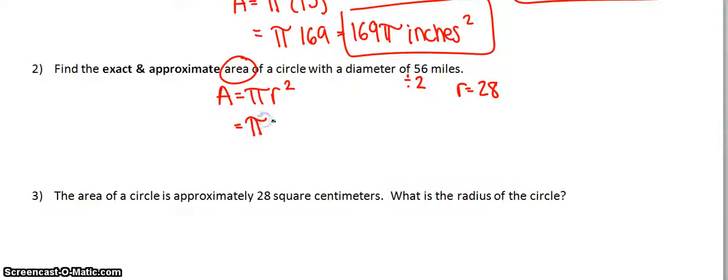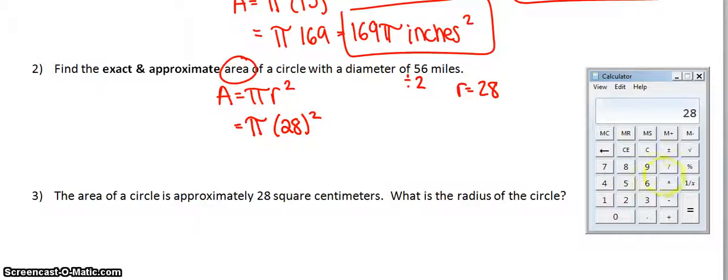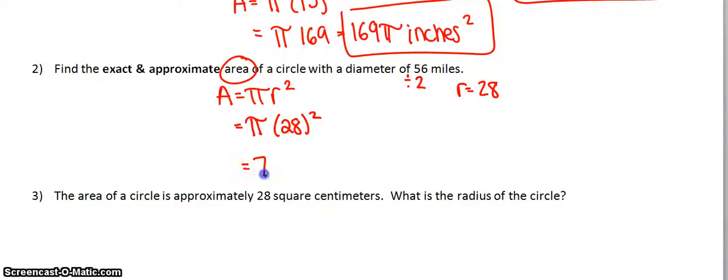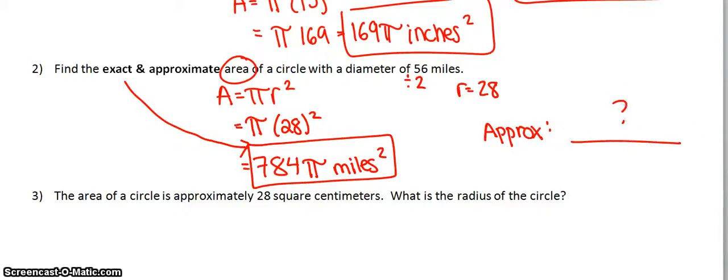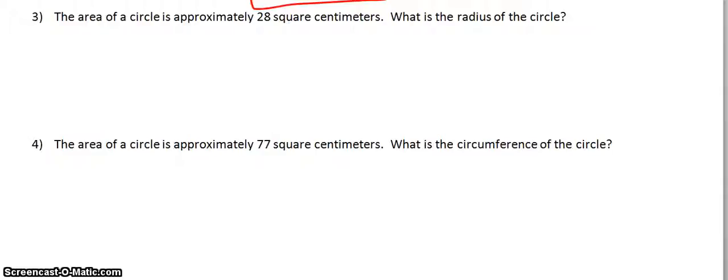So the area is pi times 28 squared, which, 28 squared, I don't know off the top of my head, but I know that's 28 times 28, which is 784. So our final answer would be 784 pi, and then our units are miles squared. Okay, that's the exact answer. You can go ahead on your own, calculate the approximate area.